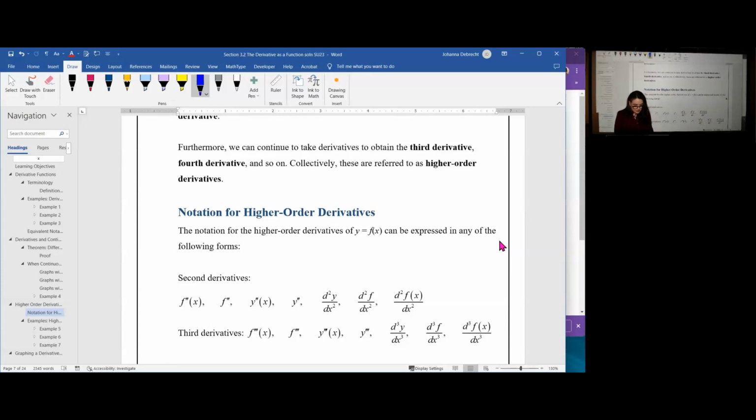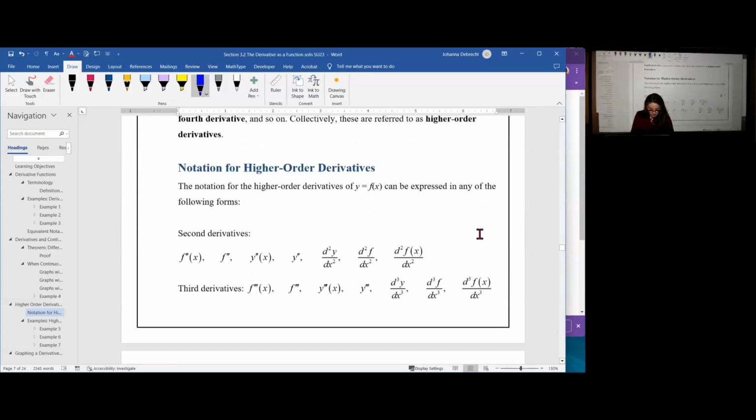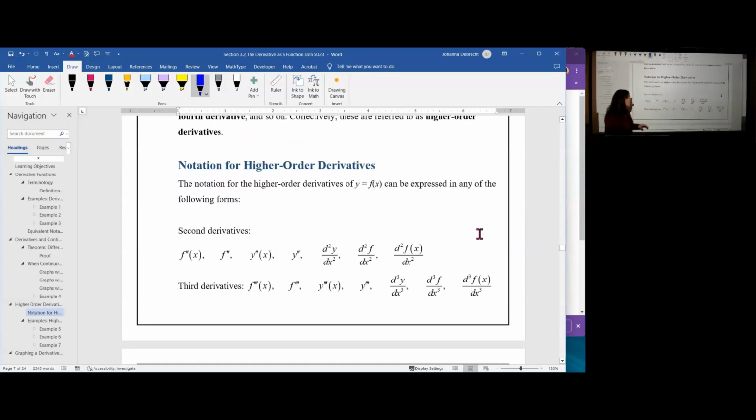For the third derivative, we continue this pattern by increasing the number of primes to 3, and we say triple prime. This would be f triple prime of x, indicating the independent variable is x, f triple prime, y triple prime of x, y triple prime. And notice for the third derivative, the 3 goes in the power position between d and y and after the x in the lower part.